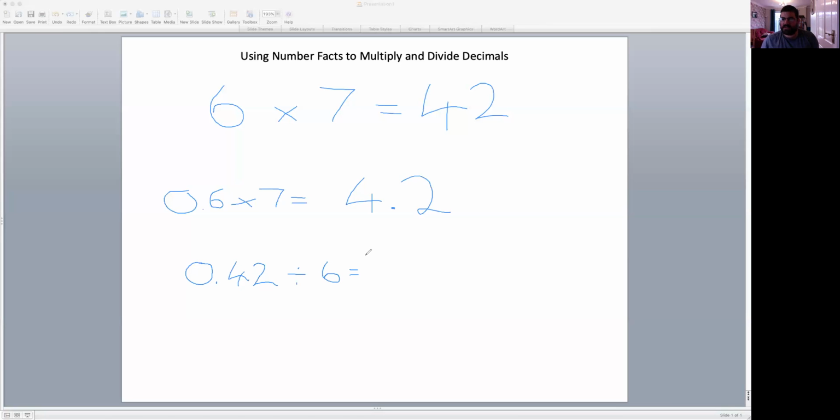Okay. So what's the answer? Is it 0.7? What do you think? If it was 0.7, 0.7 times 6 is going to be the same as this one. It's 4.2. So it can't be that. This is 42 divided by 100. All right. So we need to move our 7 not just once, but twice down our beautiful imaginary place value chart in our head. So the answer is 0.07.